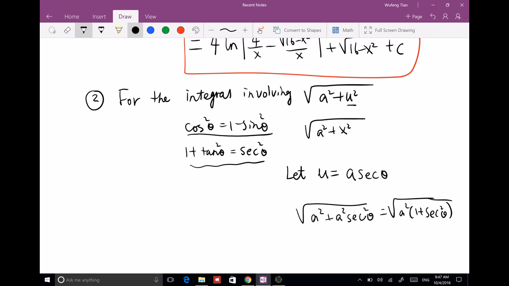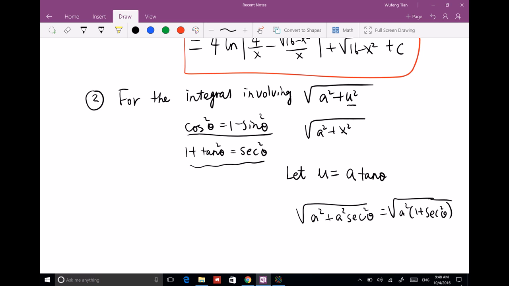Would that be good? So what do you think? Very good. We choose tangent theta. Okay, tangent theta. What if I use a tangent theta?